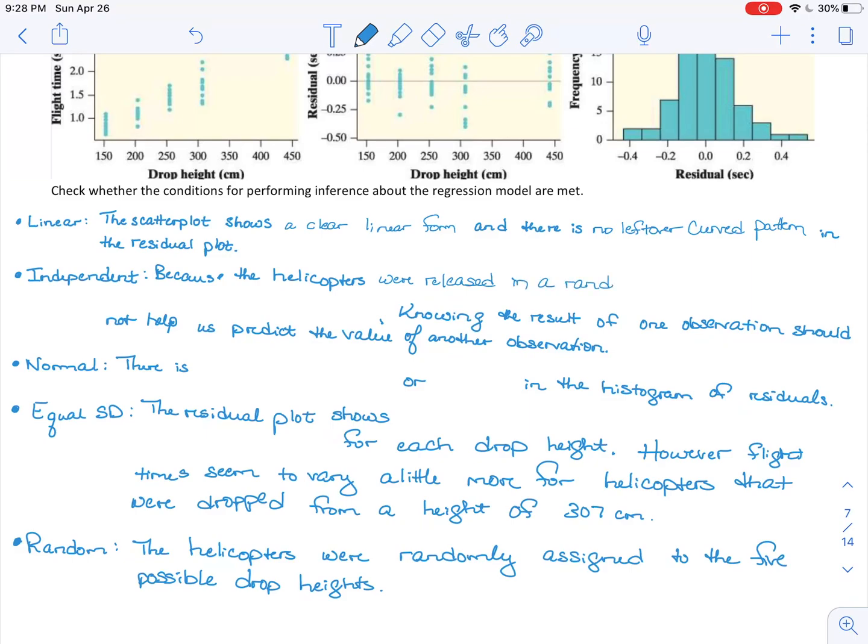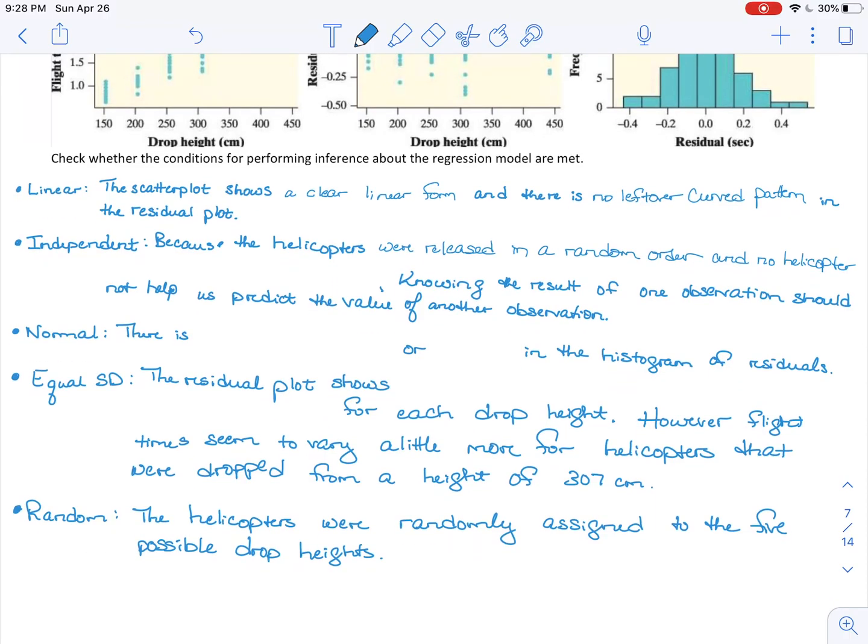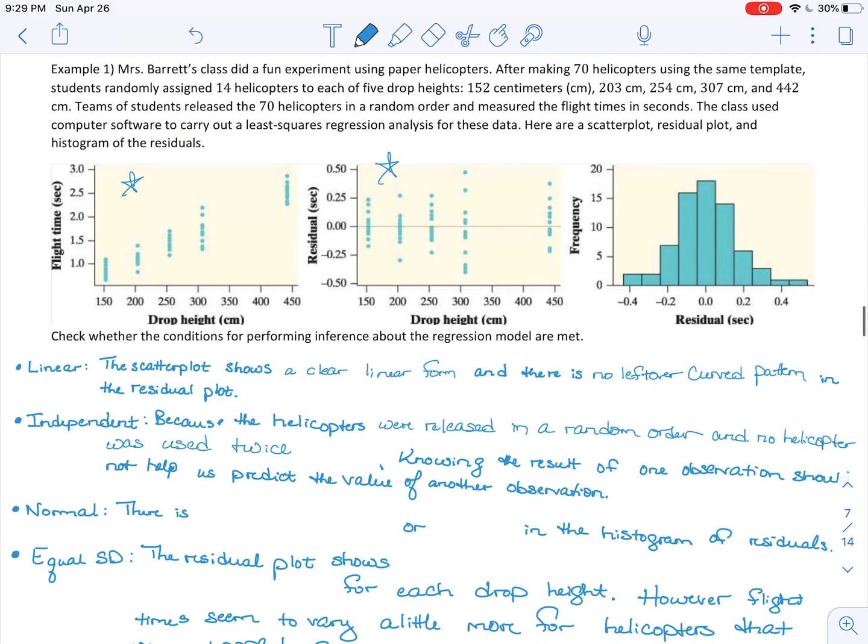So I'm going to say because the helicopters were released in a random order, and no helicopter was used twice, knowing the result of one observation should not help us predict the values of another observation.